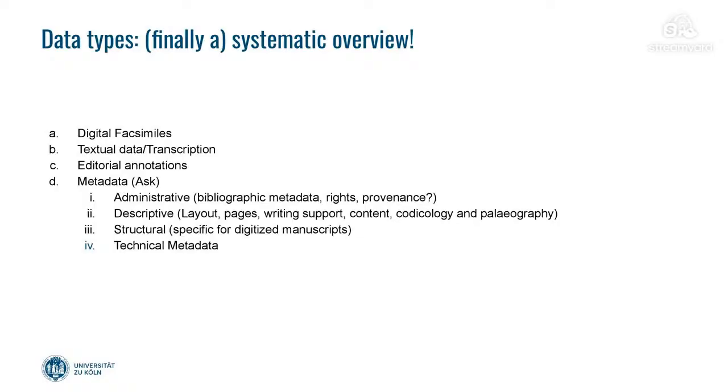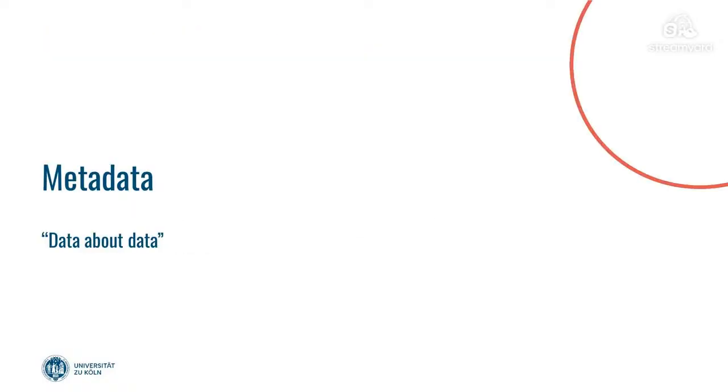So in short, we have the administrative metadata with the bibliographic metadata, rights, provenance, and the descriptive metadata that can be layout, pages, writing support, content, in short, codicology and chirography of the object. We have the structural metadata, which is very specific for digitized manuscripts and books. I will get to it in a second, and the technical metadata. So you might wonder what the heck is metadata? It's the data about data, and digital facsimiles are data, descriptions are data, but they are also at the same time data about data.